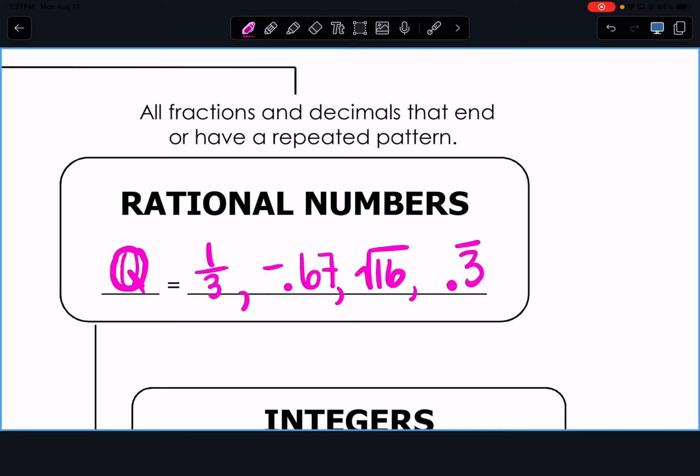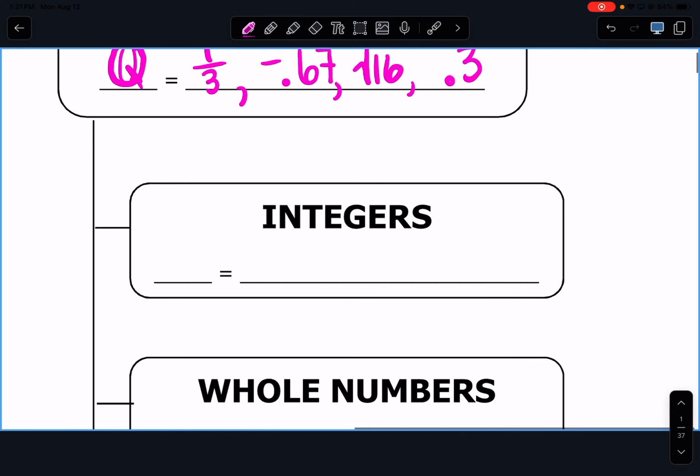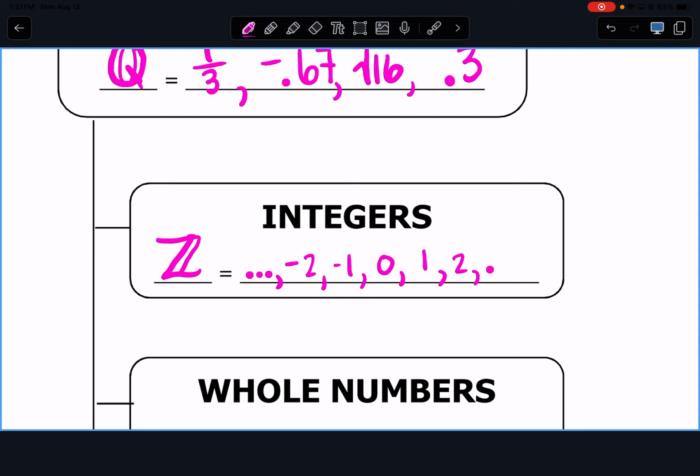Now, inside of the rational numbers, there is another set of numbers called integers. We will use a Z for these. Does anybody remember what an integer is? Give me an example. -5 is a perfect integer. What's another one? -10. Yeah, 1, 7, 100. Exactly. So we're going to start with dot, dot, dot, comma, and we're going to do -2, -1, 0, 1, 2, and more dots.